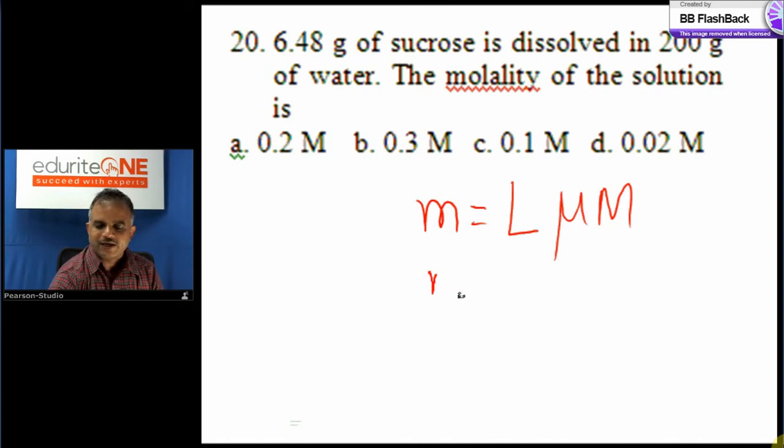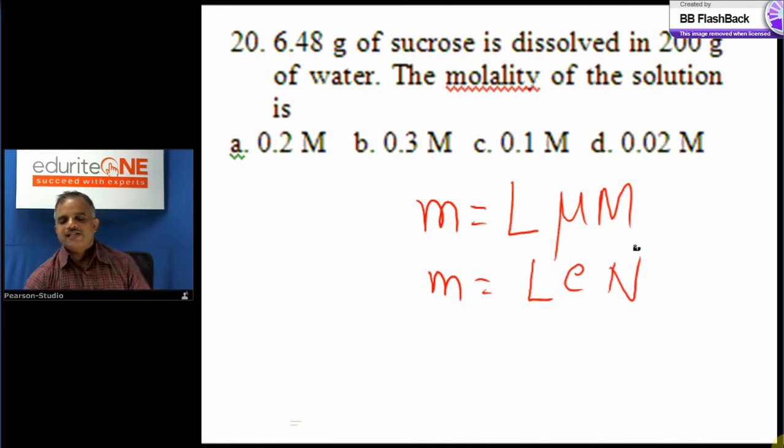Now the next one. M is equal to LEN. Please write down. What is LEN? m is again mass in grams, L is liters, E is equivalent mass, and N is normality. Okay. Next.